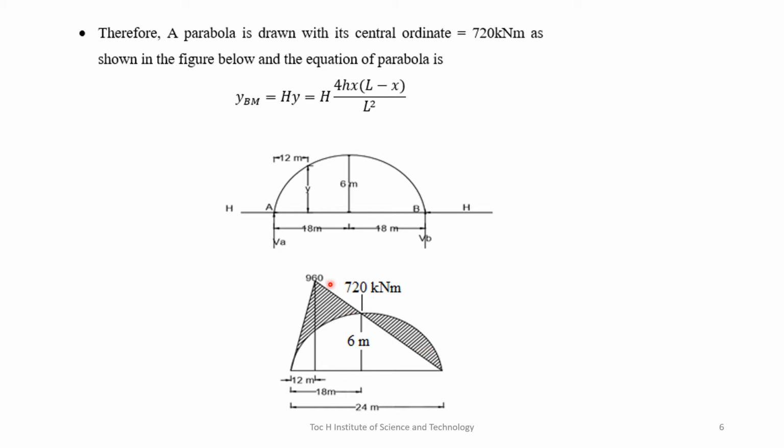Now you can see the maximum bending moment will always occur under the loads. At this point, 12 meter, the load is acting, and under this load the maximum moment will act, that is 960 kilonewton meter. How will you find the net moment here? It is 960 minus this hy moment, which gives the net moment of the arch. So you can find the net moment of the arch at any point by knowing the beam moment and the hy moment.